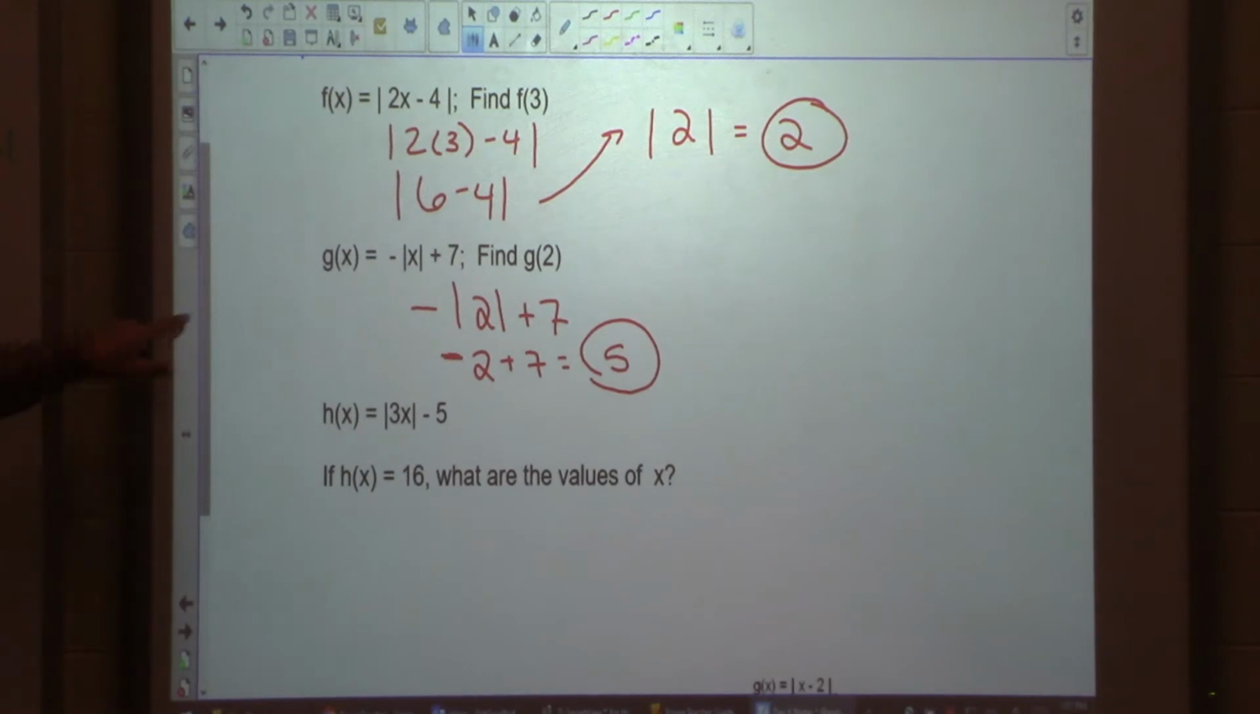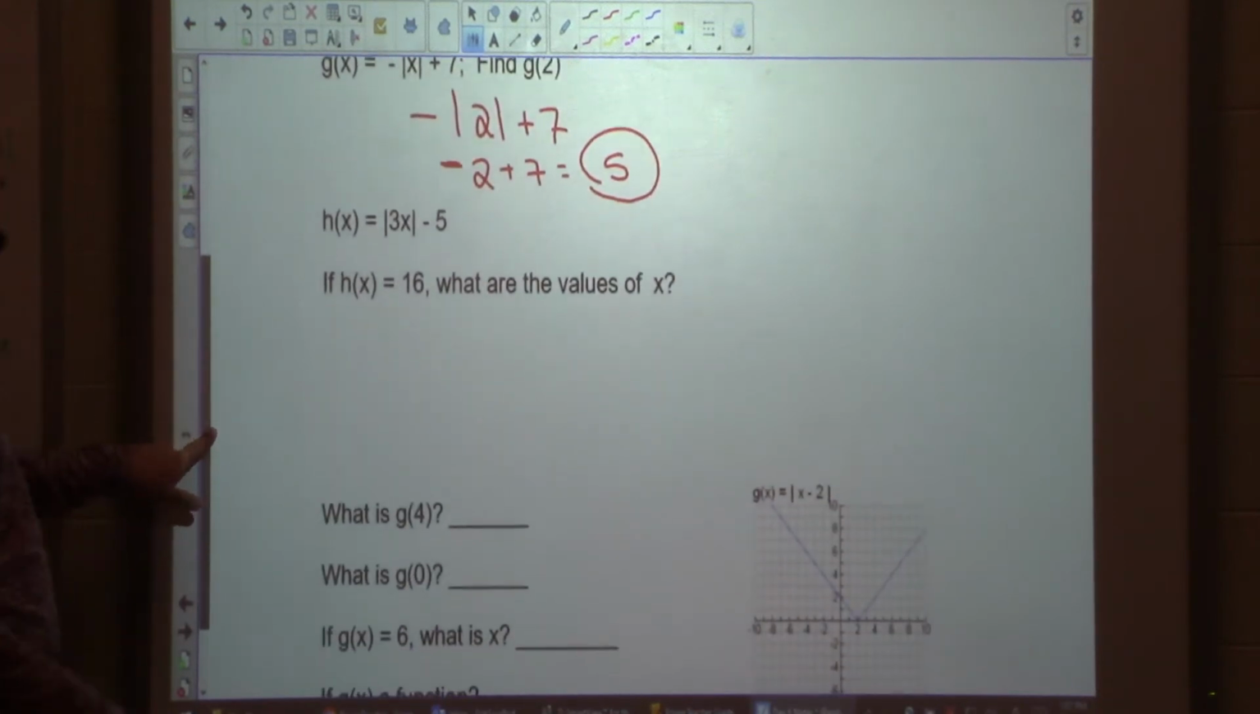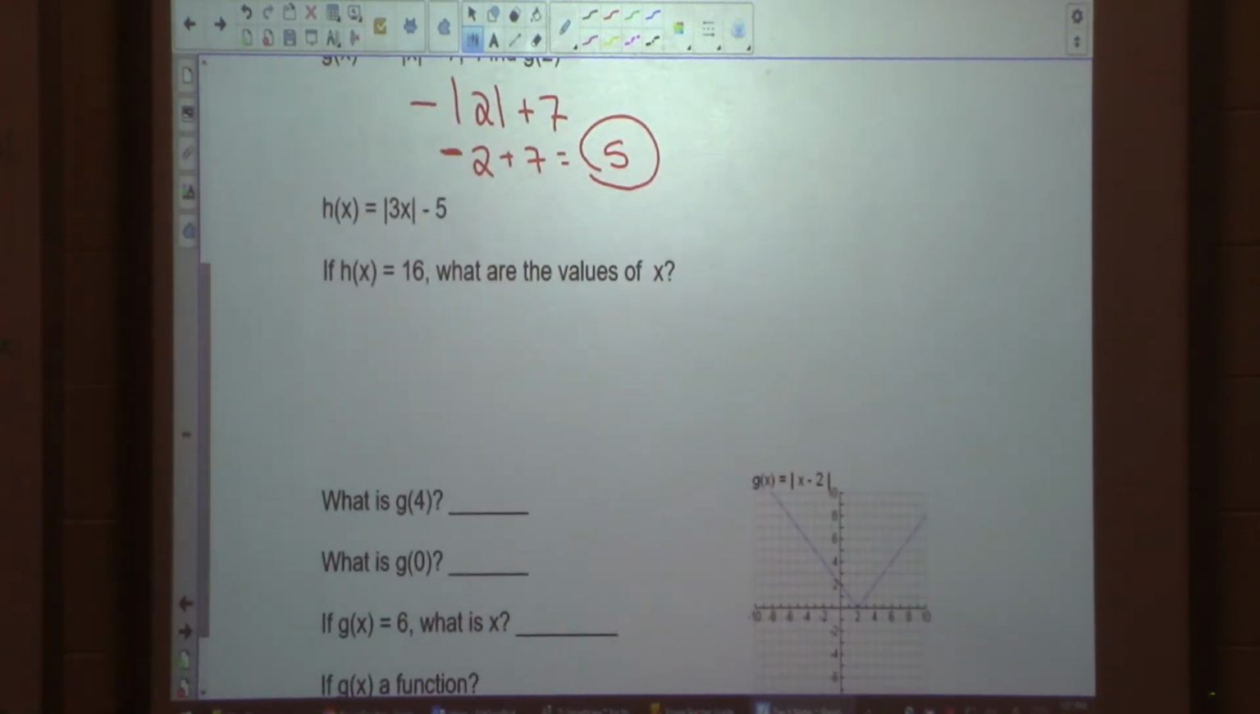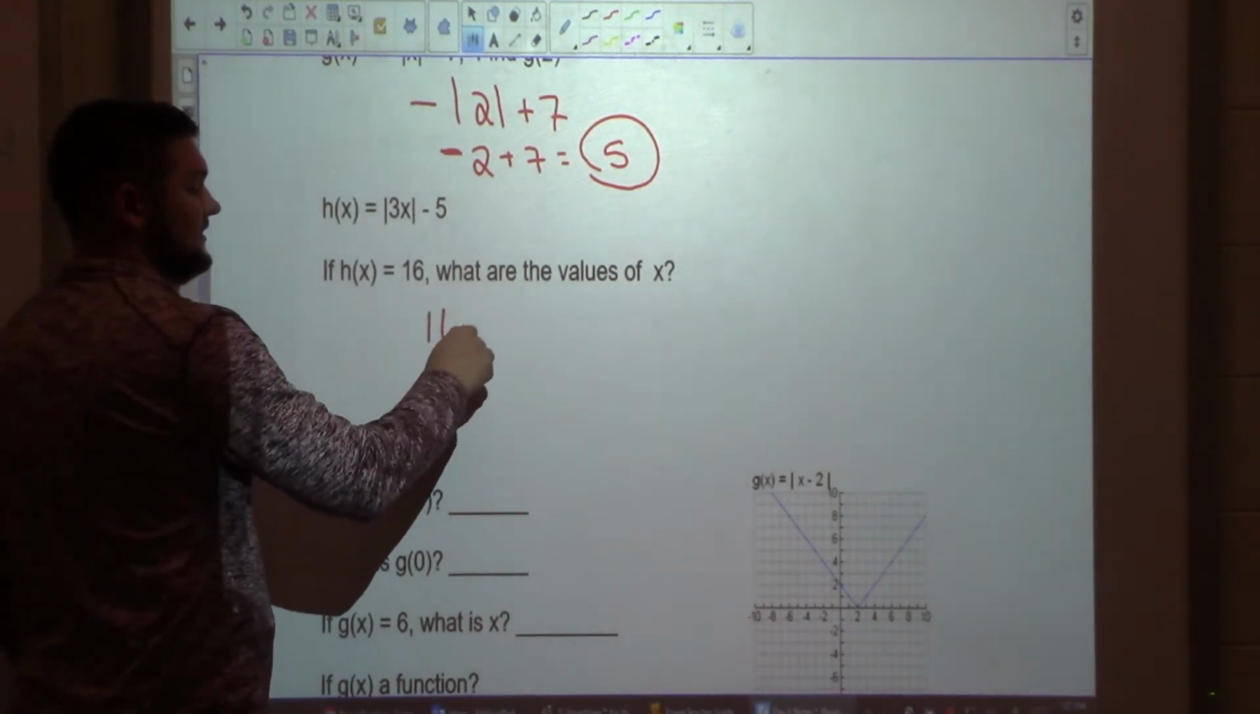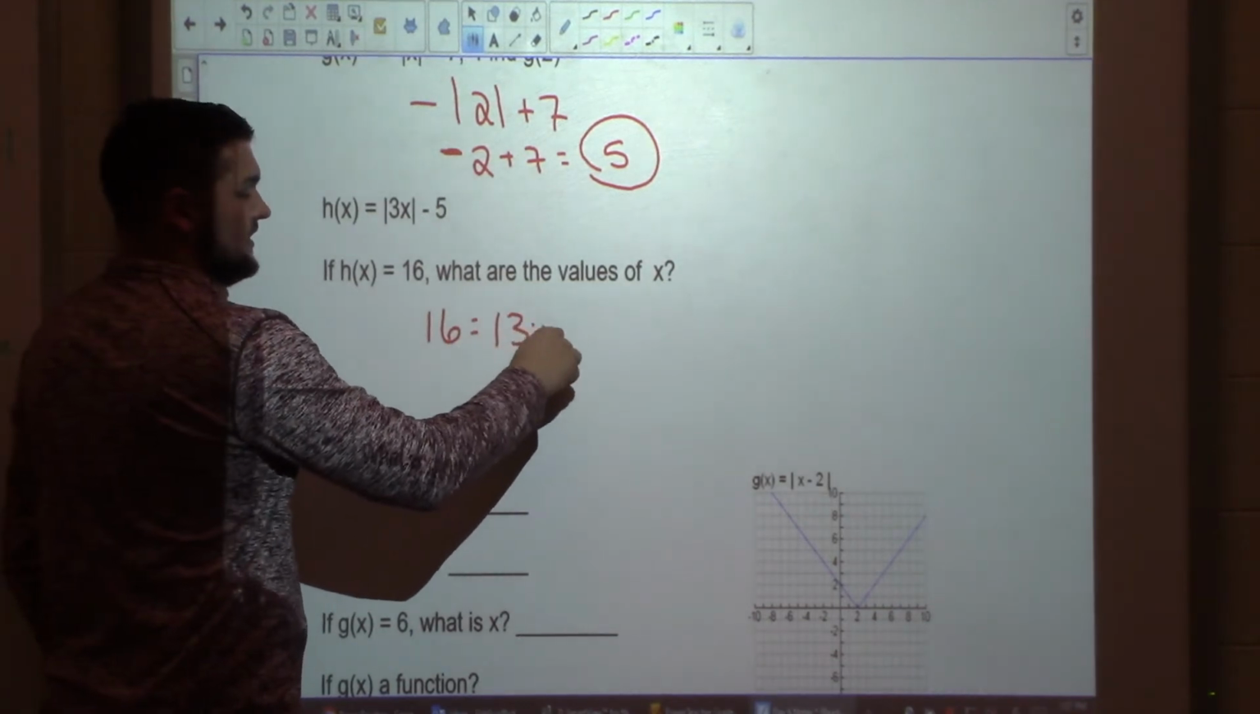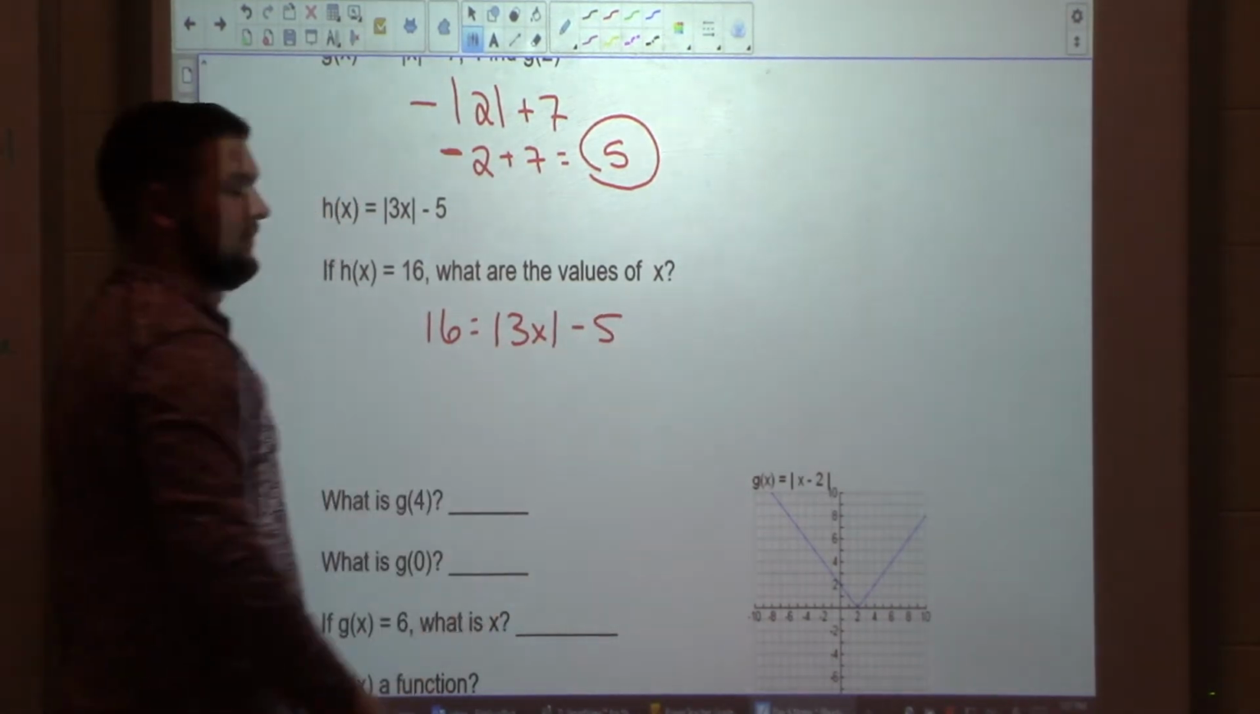Last one like this. H of x equals absolute value of 3x minus 5. If h of x equals 16, what are the values of x? How do we do this one? Some people are talking very quietly. Sarah? You said 16 equal to the absolute value of 3x minus 5. Perfect. Set 16 equal to our function, right?